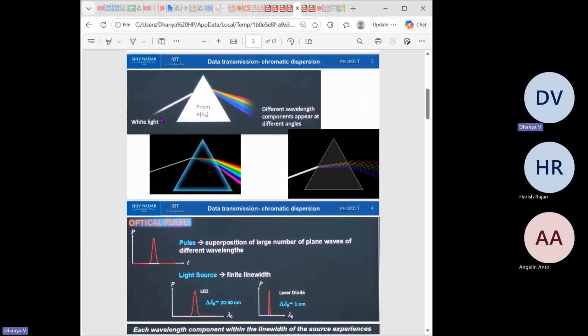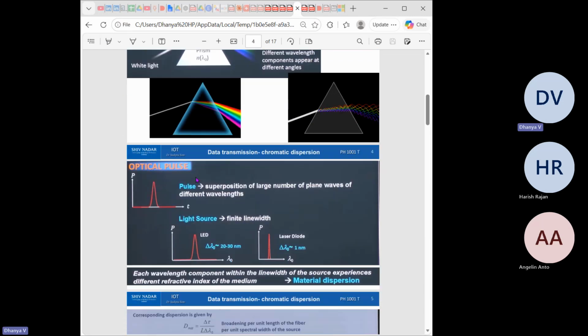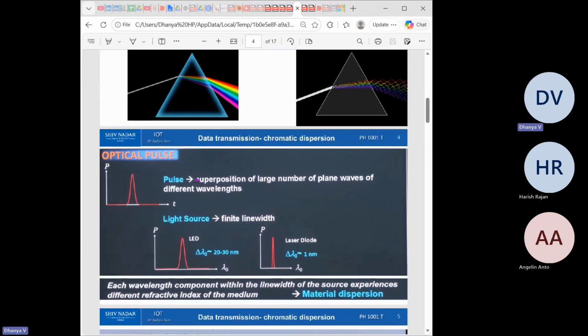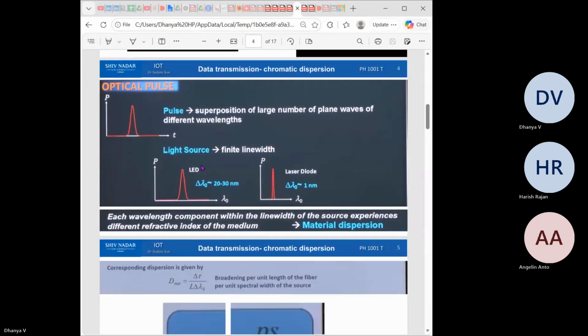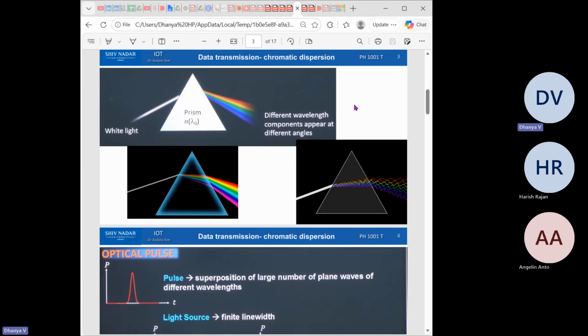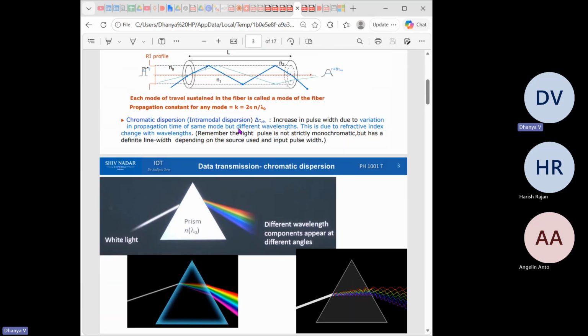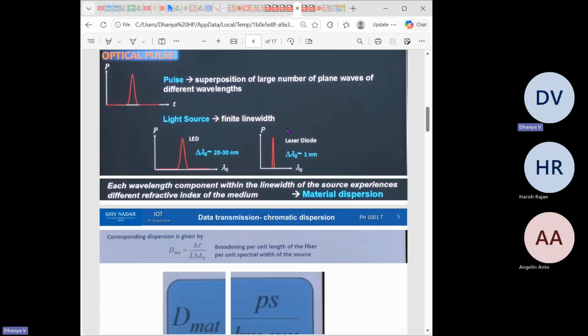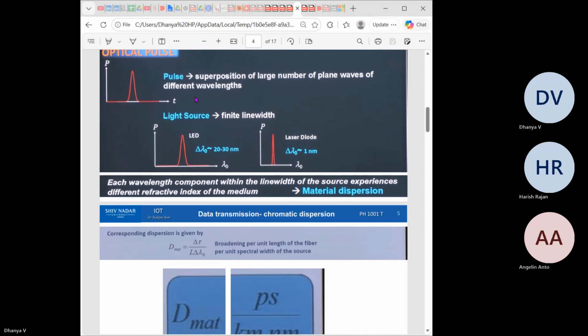So if you see chromatic dispersion over here, this is just a representation. Okay, so superposition of a large number of plane waves of different wavelengths. So we saw here, same mode with different wavelengths. The superposition of it is your pulse.